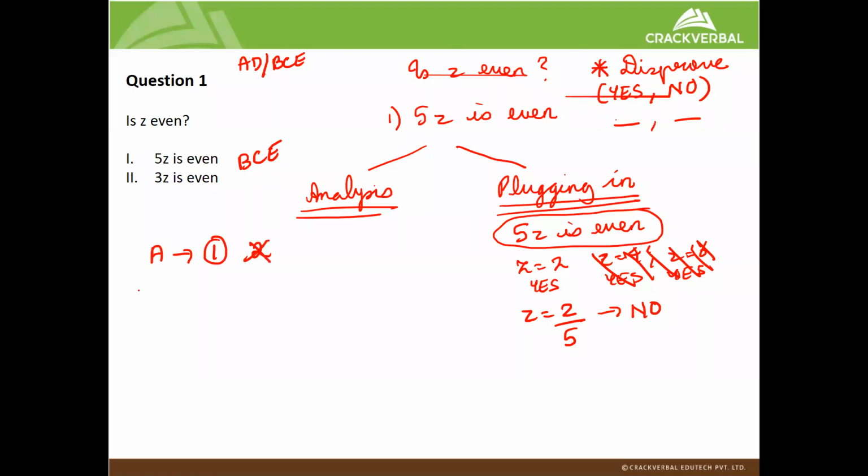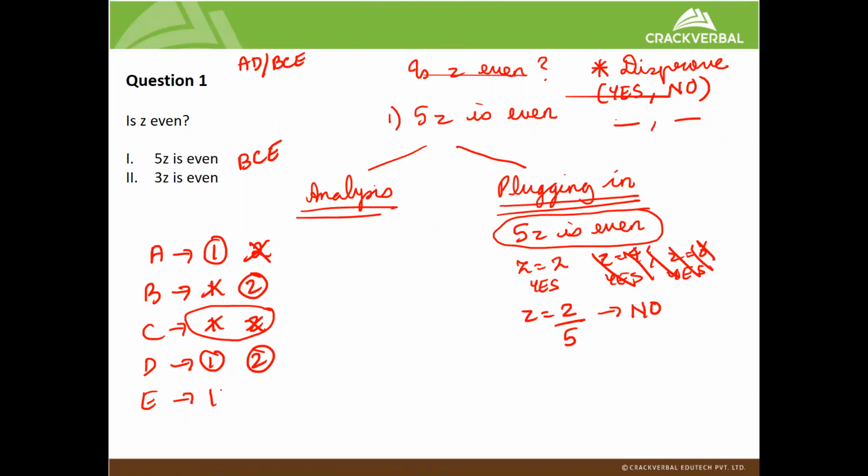A, statement 1 alone is sufficient. B, statement 2 alone is sufficient. C, 1 is not, 2 is not, together they are sufficient. D, 1 alone and 2 alone is sufficient. And E is the statements individually or together are not sufficient at all.